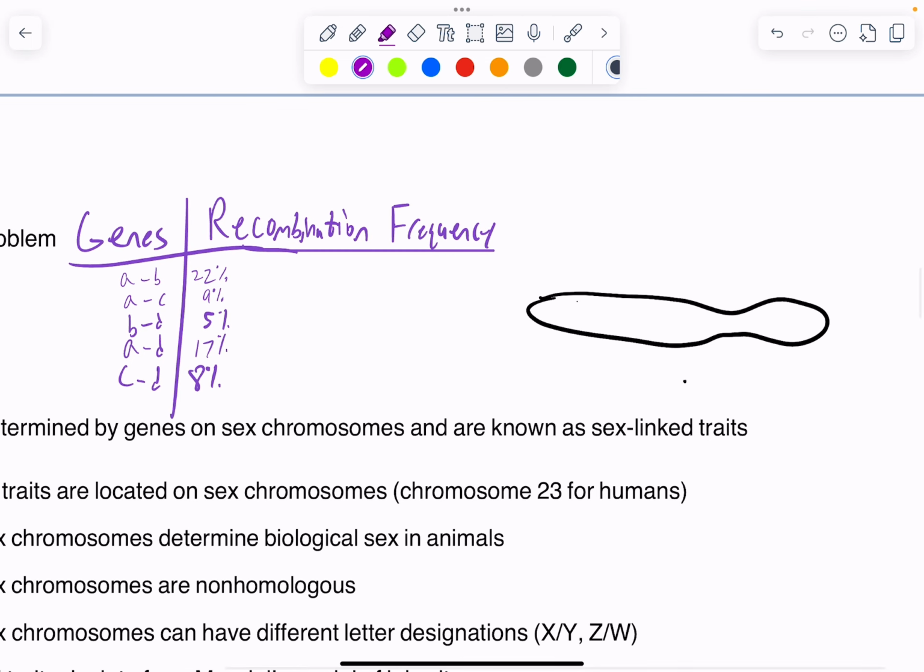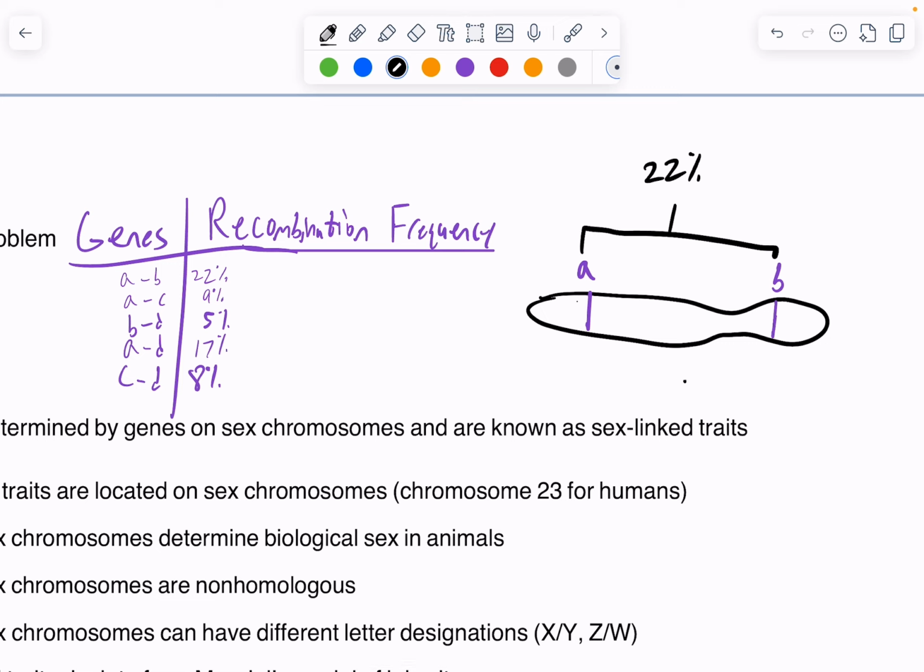These map units. And so I can just arbitrarily say for right now that maybe gene A is right here. And then I know B is 22% recombination frequency. So we can also just say that's 22 map units. Note the chromosome is not drawn to scale. That is okay, since 22% is our highest number. So A and B are 22% apart.